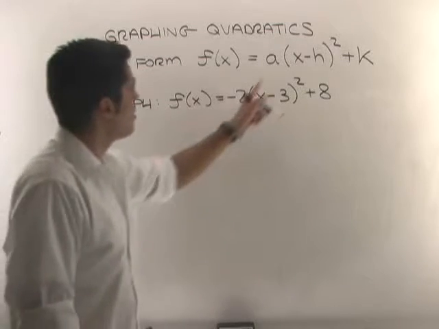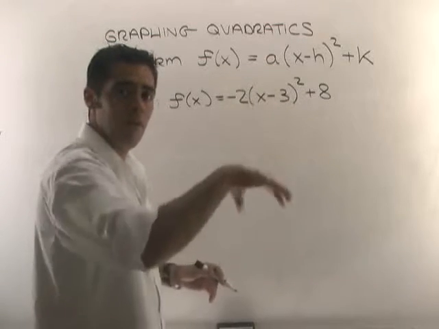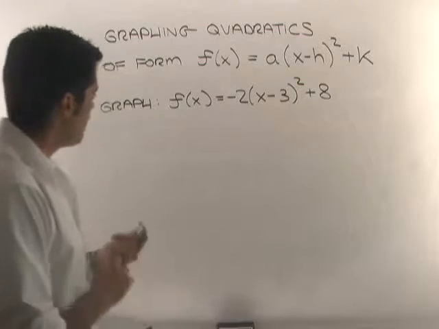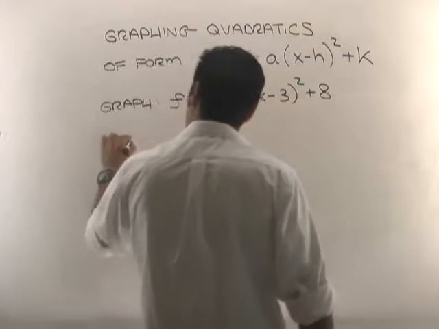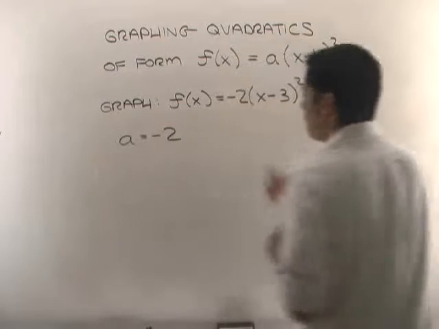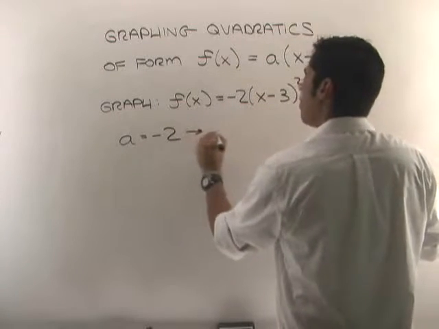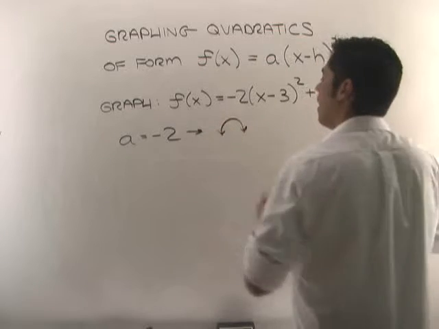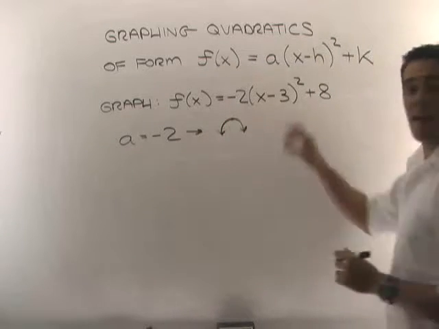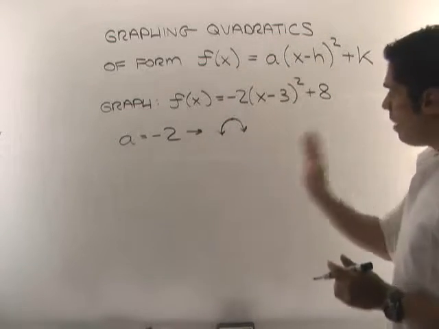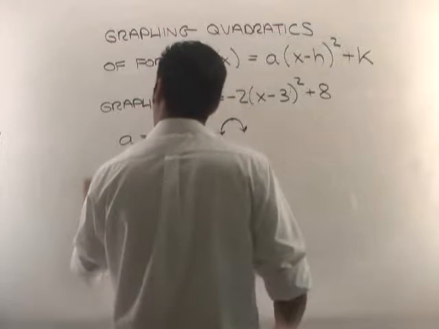We're also going to use our knowledge of a to figure out whether or not it opens up or down. So first thing I'll notice here is that a in the problem is -2. Okay, that's the number in front. Now this tells us that our parabola must open downward. Okay, and that means that it has some sort of maximum point. Okay, now that we've done that, I'm actually going to find the vertex.